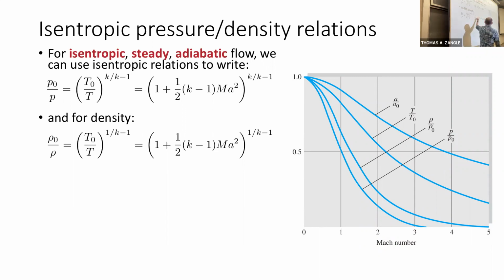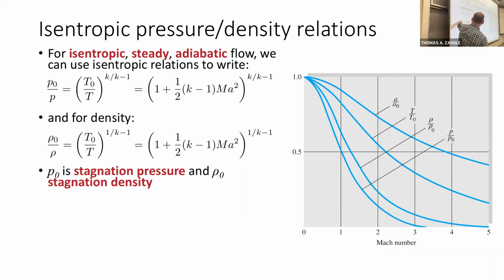This maybe takes a little bit of time to plug into a calculator, but as long as you know the local Mach number, this can actually tell you quite a bit about the flow, okay? It looks complicated, but it's actually fairly simple, in the sense that there's really only one variable here that we have to consider, as long as we can use these relationships.